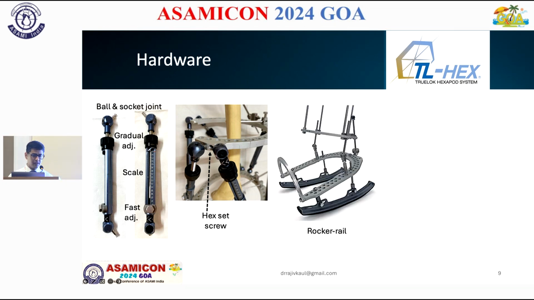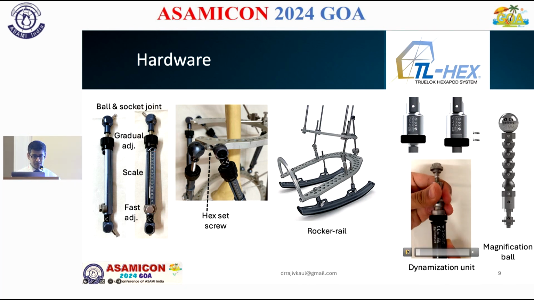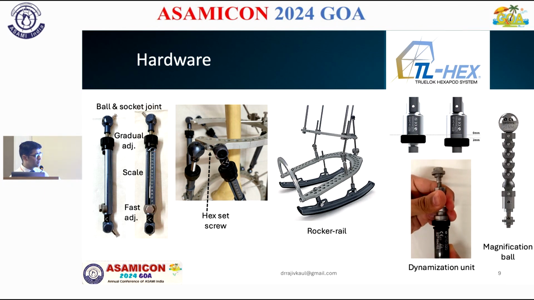Then we have some added features, like the rocker rail for foot and ankle deformities. We have this dynamization unit. So if you notice, it can accommodate maybe 2 to 3 millimeters of dynamization here. I hope you can appreciate that. And it has a magnification marker.